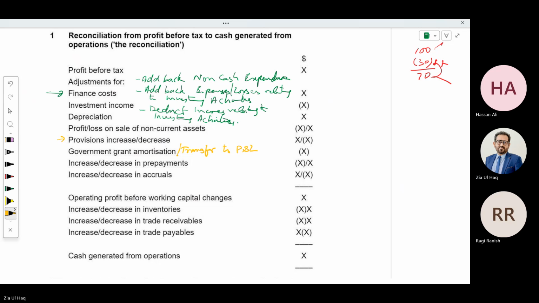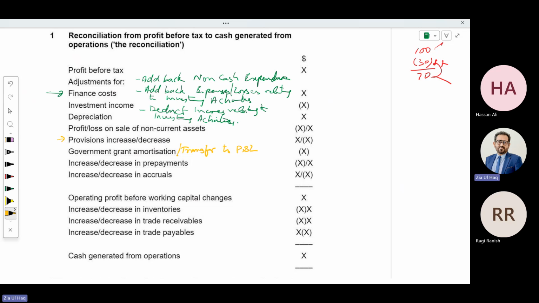That is income relating to government grant. What is government grant? Relating to asset. So what do we need to do? Deduct. This is not expenditure. This is not amortization like depreciation of intangibles. Government grant amortization means transferring from deferred income to income. That's it.